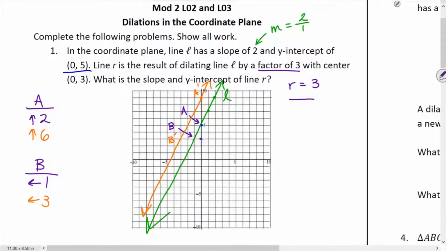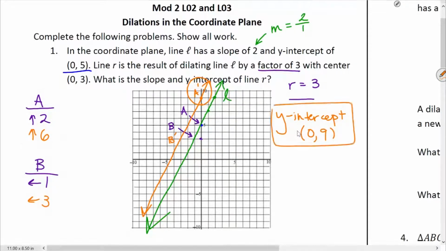Okay, the question is, what is the slope and y-intercept of line R? Well, luckily, I happened to choose a point that became the y-intercept. So it's pretty easy for me to read off the coordinates of that point, and the y-intercept is the point 0, 9.